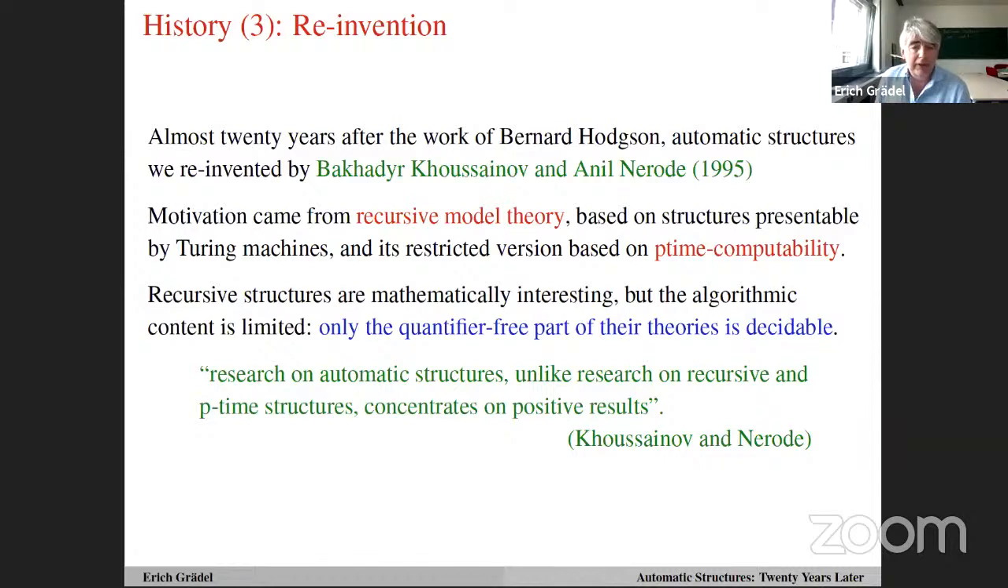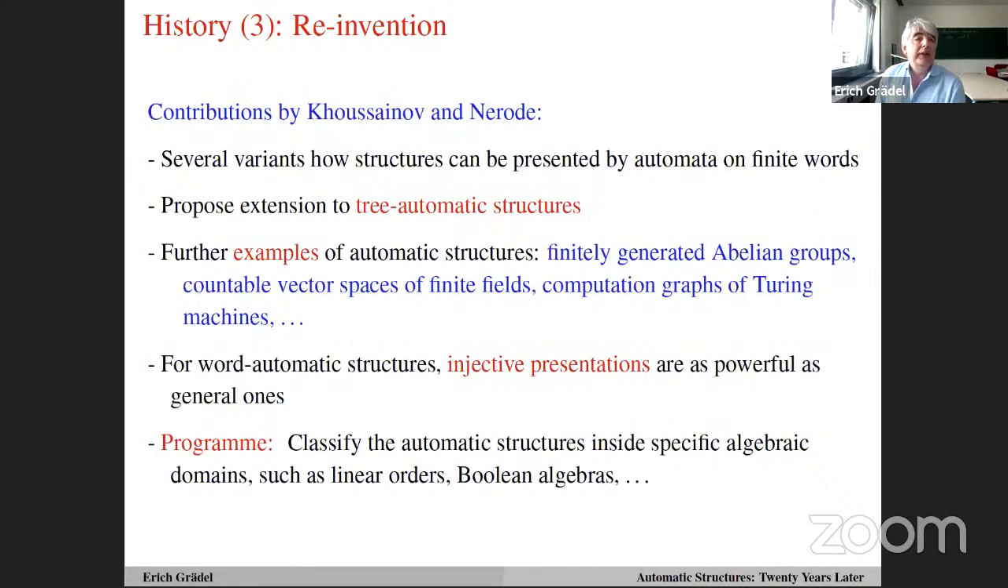Now, in contrast, and it is nicely put in the paper by Khoussainov and Nerode, the research on automatic structures, unlike research on recursive and p-time structures, concentrates on positive results. So here are some of the contributions in the paper by Khoussainov and Nerode. They say, in fact, not just one, but several variants of how structures can be presented by automata on finite words, and they already propose the extension to tree automatic structures. They provided further examples of automatic structures like finitely generated abelian groups and so on.